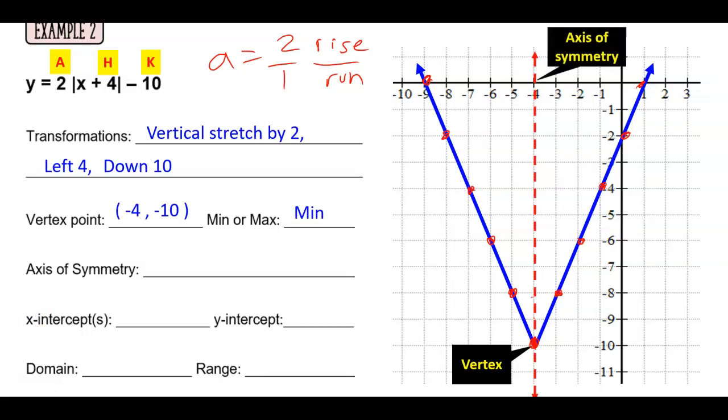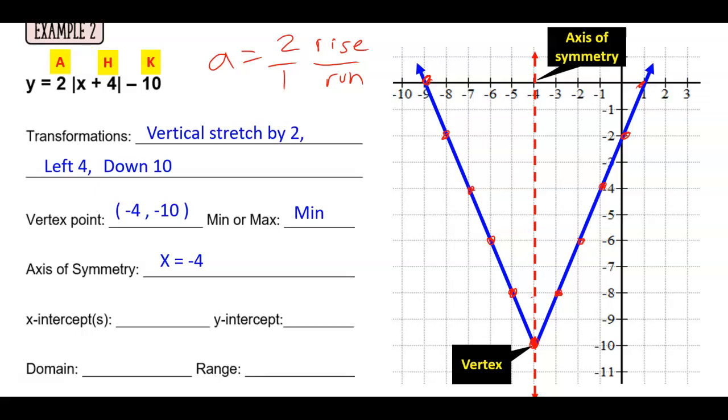What about axis of symmetry? You always start with what letter? X. X equals what? X equals negative 4. X-intercepts are what? Now, in this case, do you see how there's 2 x-intercepts? Negative 9 and positive 1.